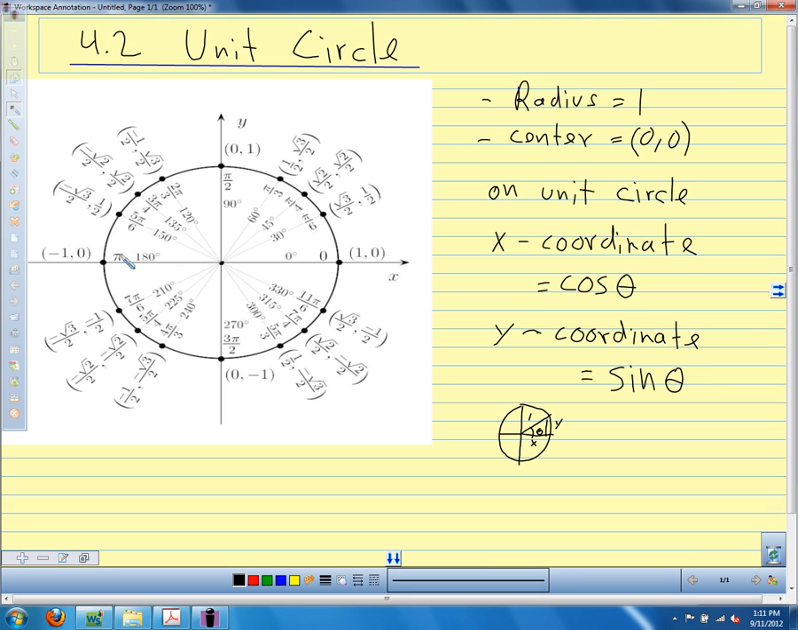Number 14 says what angle in radians gives us a cosine of 0? Cosine is the x-coordinate. So I'm looking on my unit circle where the x-coordinate is 0. I have one here, and I have one down here. So I have pi over 2 and 3 pi over 2. Those are the angles where the cosine of the angle is 0.